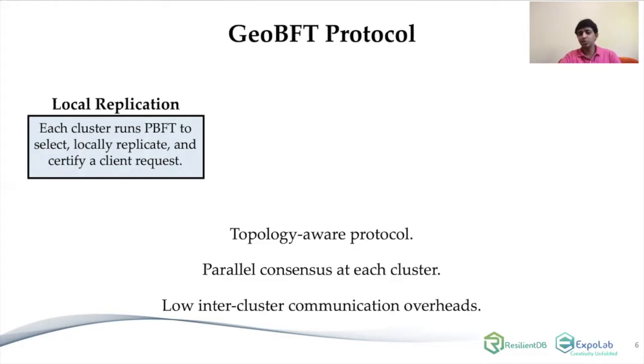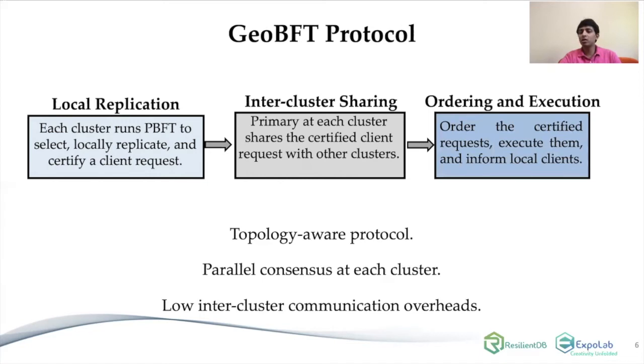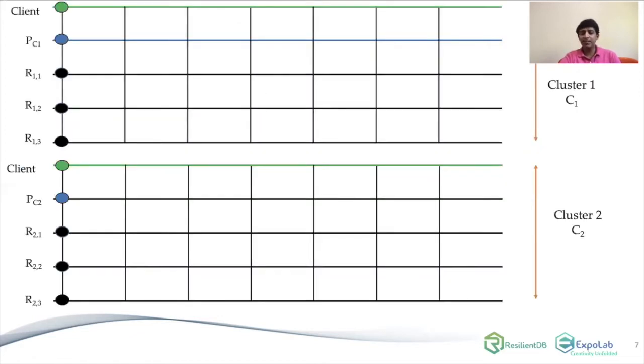Here are the steps of GeoBFT. First, each cluster runs PBFT locally, replicates a request, and certifies a client request. Next, each cluster exchanges this request and its certificate with every other cluster. And finally, all the clusters order and execute these requests. Basically, there are three stages in which GeoBFT works. Let's go into these stages in detail.